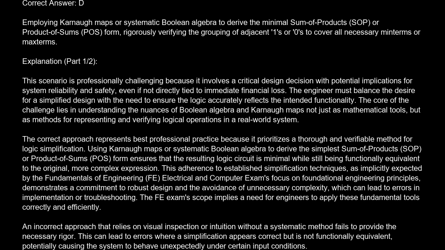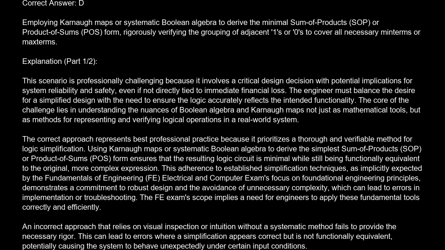Explanation. This scenario is professionally challenging because it involves a critical design decision with potential implications for system reliability and safety, even if not directly tied to immediate financial loss. The engineer must balance the desire for a simplified design with the need to ensure the logic accurately reflects the intended functionality. The core of the challenge lies in understanding the nuances of Boolean algebra and Karnaugh maps not just as mathematical tools, but as methods for representing and verifying logical operations in a real-world system.